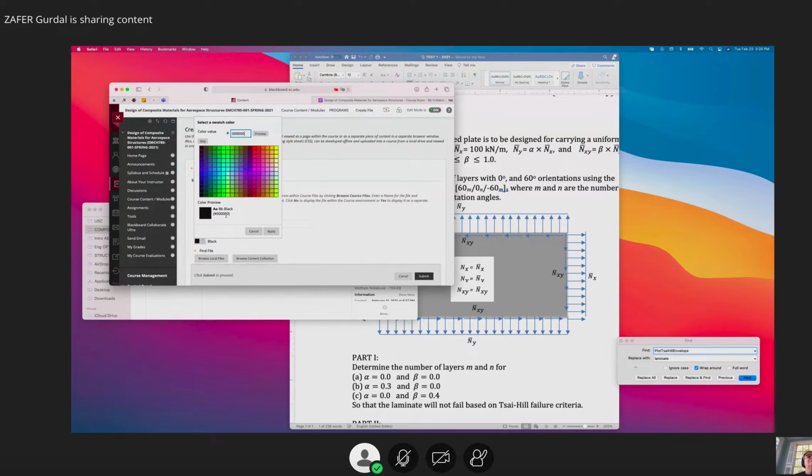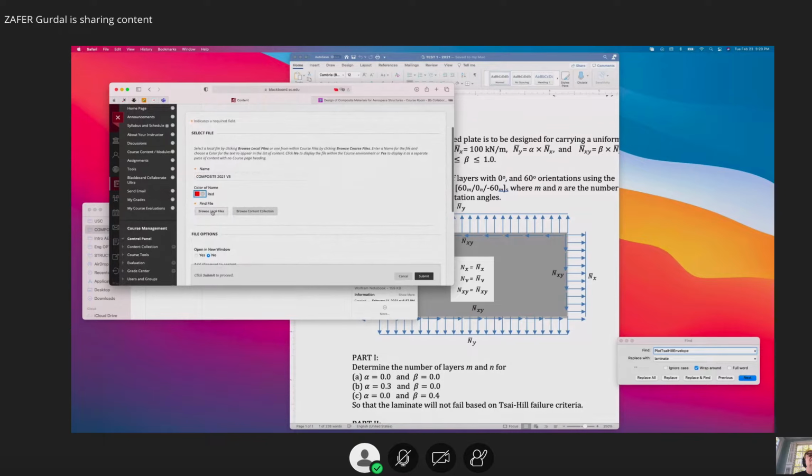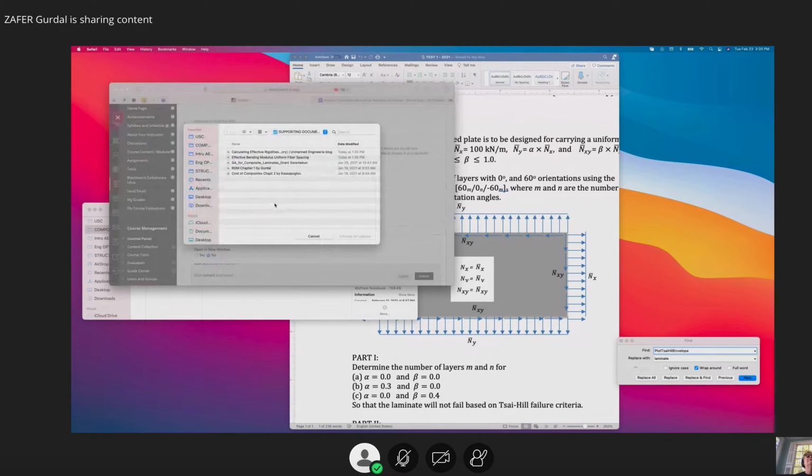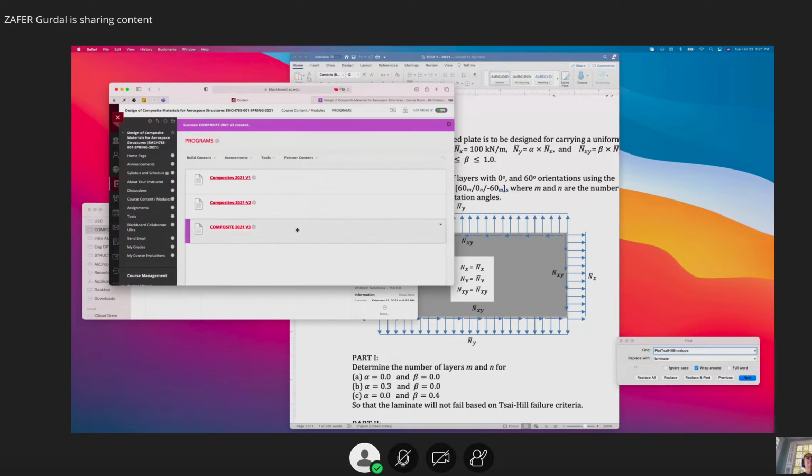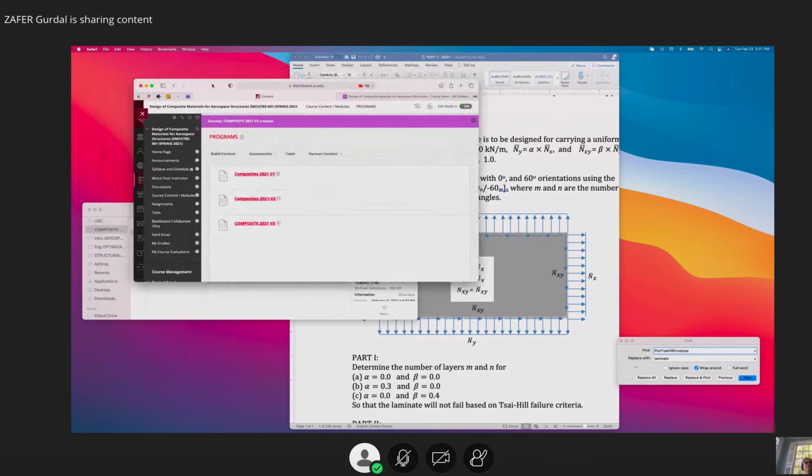I think I called it version 3, composite program version 3. Browse local files, composites. Version 3 of the program is there now, and this version has the Tsai-Hill evaluation of the Tsai-Hill value.